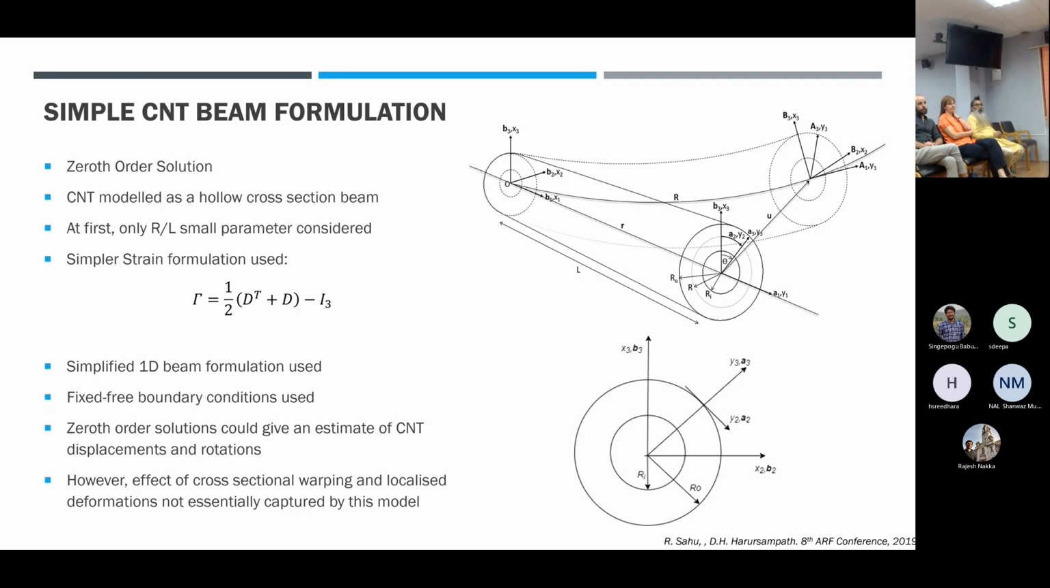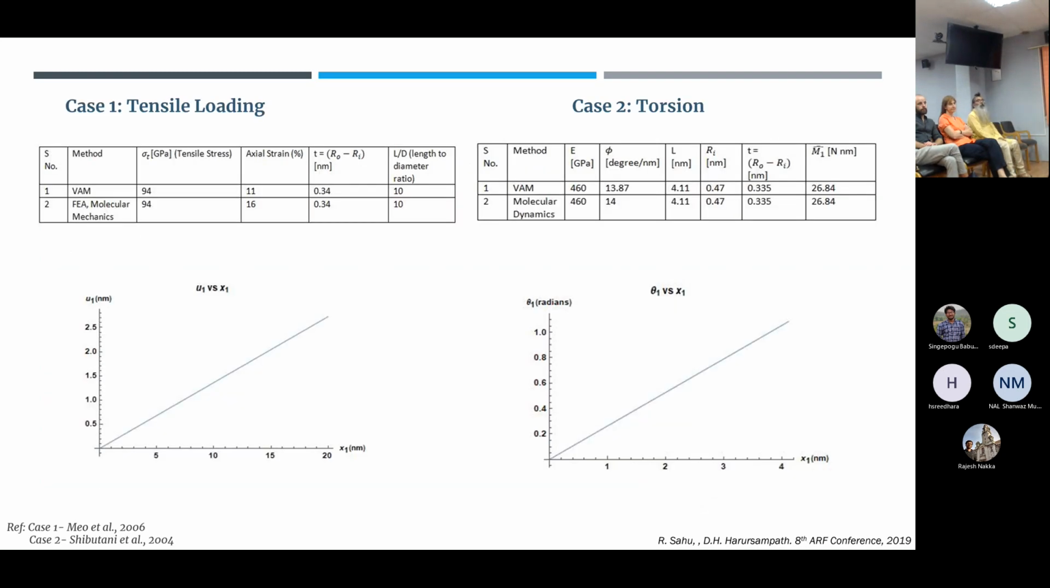Here, the effect of cross-sectional warping and the localized deformation was not that extensively captured in this model. So we could just try out some simple tensile loading and torsional loading, where we could get very simple results as possible with any classical theory. This was just to examine to what extent we can go with the CNT formulation.